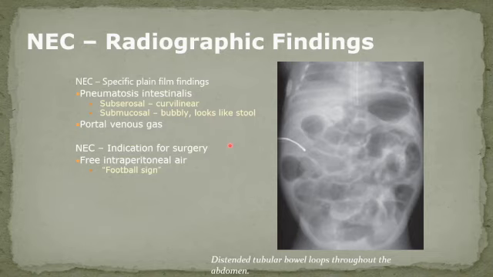If you look at this image, you can recognize the bubbly and curvilinear lucencies projecting over the expected region of the colon, ascending colon here, and descending colon and splenic flexure on the left side. There are also some curvilinear lucencies around the stomach, so that would be pneumatosis of the stomach.